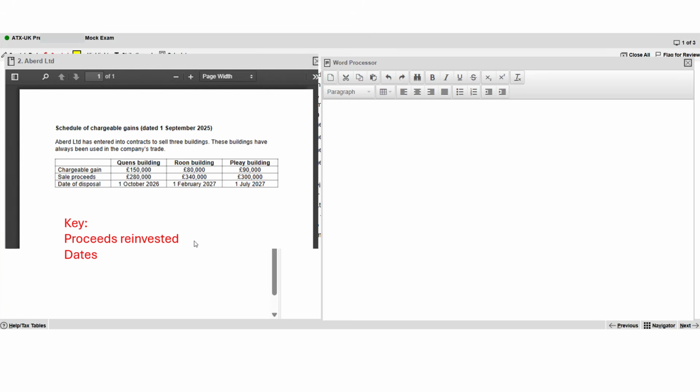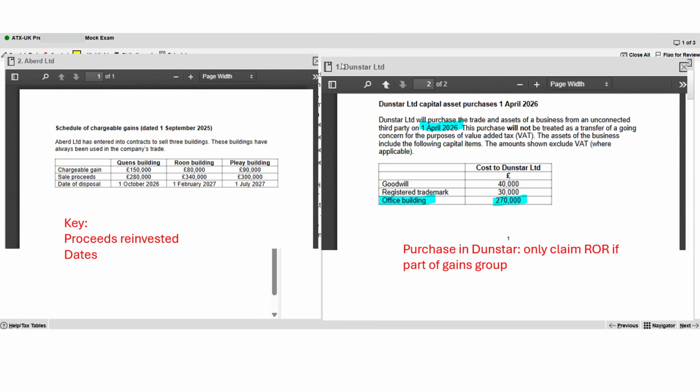The asset that's being purchased is actually back in Exhibit 1. And that is this office building that Dunstar is buying. So Dunstar is purchasing on the 1st of April 2026 a building for £270,000. So the first thing that we need to just consider is that we've got Aberd selling the buildings, Dunstar buying a building. They can only get rollover relief if they're part of a gains group.